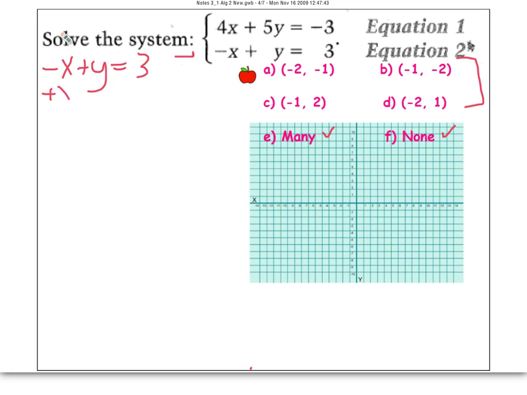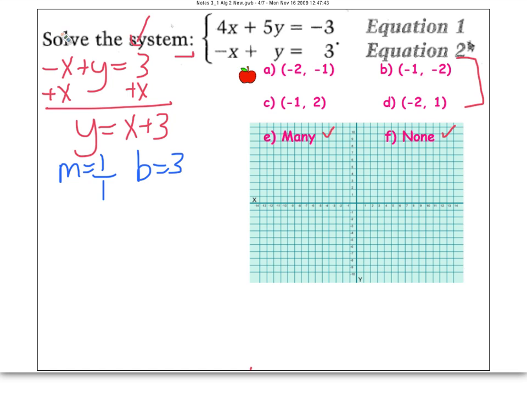I just need to add x to both sides. So that leaves me with y equals x plus 3. From that, I can see that the slope is the number 1. As a fraction, it's 1 over 1. Y-intercept is 3. So graph your y-intercept of 3. From there, move up 1 over 1, up 1 over 1, and so forth, and connect your dots on that.